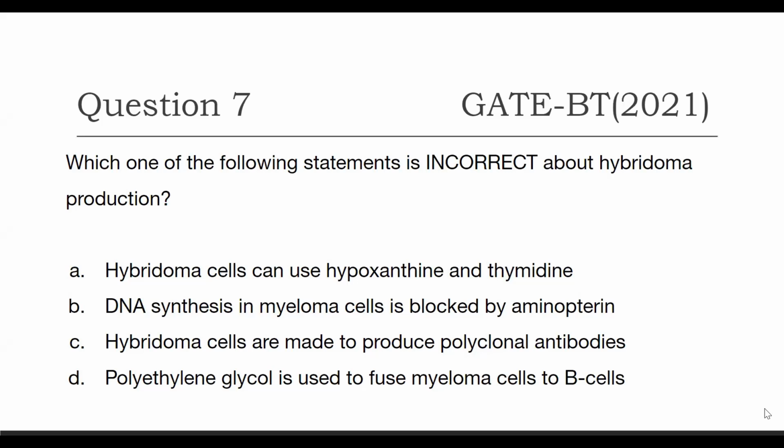The first option is that hybridoma cells can use hypoxanthine and thymidine. The second option is that DNA synthesis in myeloma cells is blocked by aminopterin. The third option is that hybridoma cells are made to produce polyclonal antibodies. And option D is that polyethylene glycol is used to fuse myeloma cells to B cells.